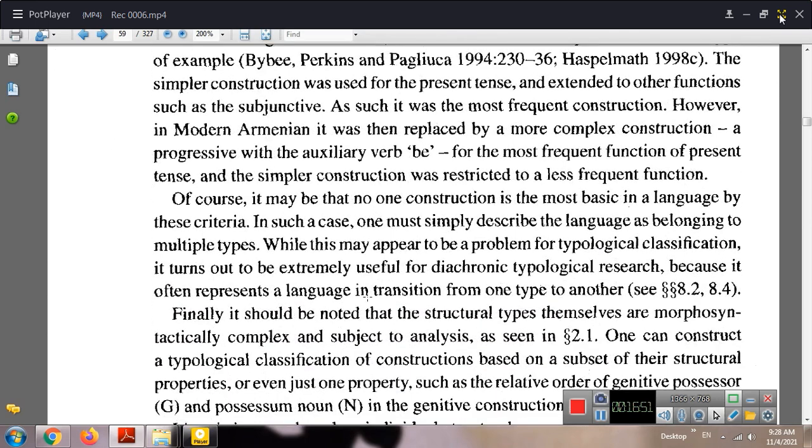Of course, it may be that no one construction is the most basic in a language by these criteria.